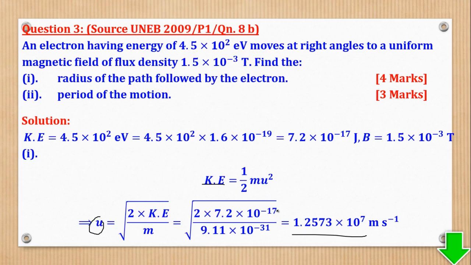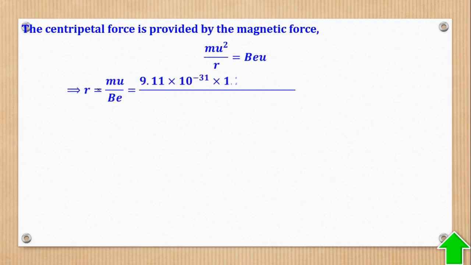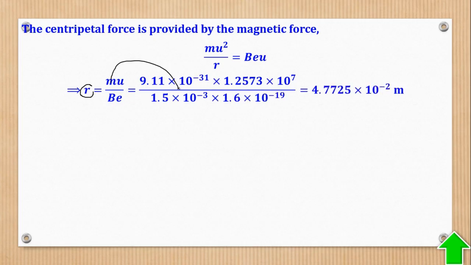Now, after getting the speed, you shall remember that magnetic force is equal to centripetal force. So you shall equate the two, then make R the subject. This is the radius they want. So substitute for M. M is a constant. U, we have got it. B was given. Electronic charge is a constant. So that gives you this as the radius.